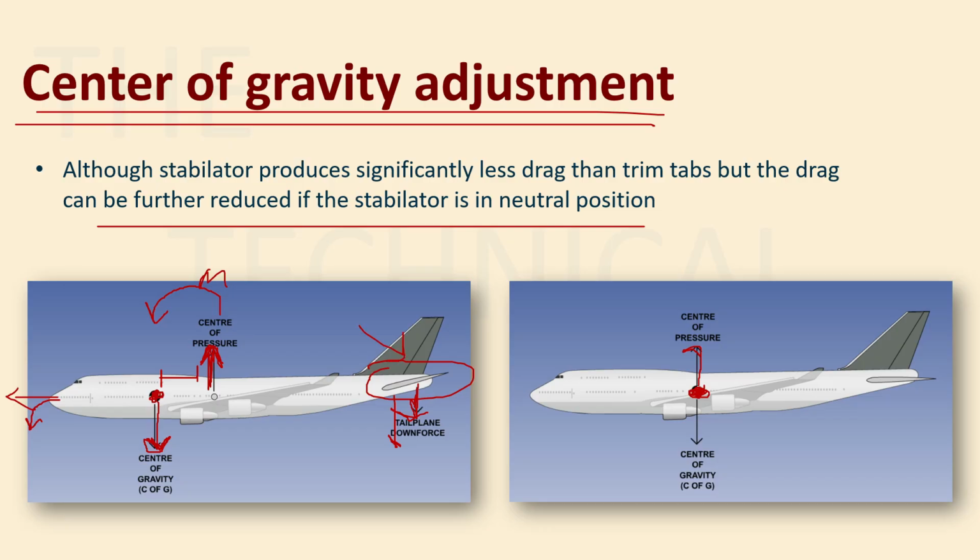But we can correct this by keeping the center of pressure and center of gravity on top of each other or very close to each other. This will have almost zero movement because they are obviously over each other. So there is no movement. There is no pitch down movement. The aircraft will fly level, and this thing can be moved to the neutral position, right? So this will be more aerodynamically efficient.